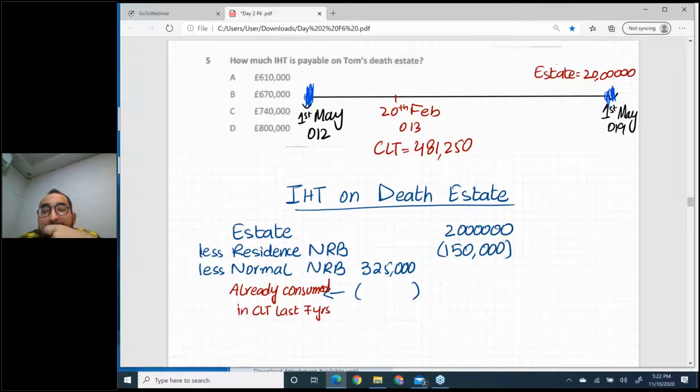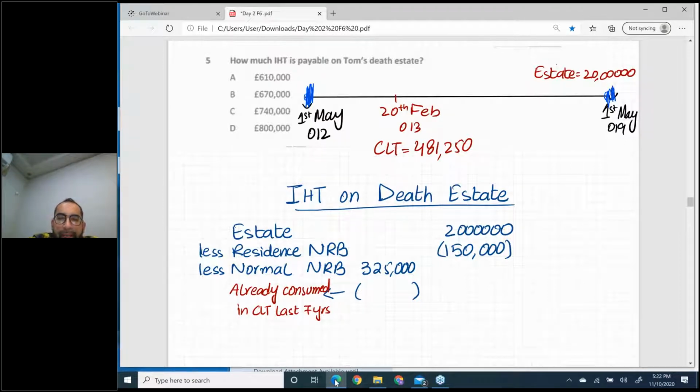Now you can see there is a CLT in between, and it is common sense that this CLT must have used your normal NRB. So don't expect any normal NRB of 325,000 in the death estate calculation, because it has already been used by the CLT. But right now the examiner is asking to calculate the tax on the death estate only.